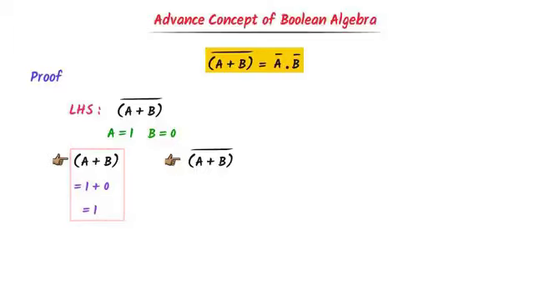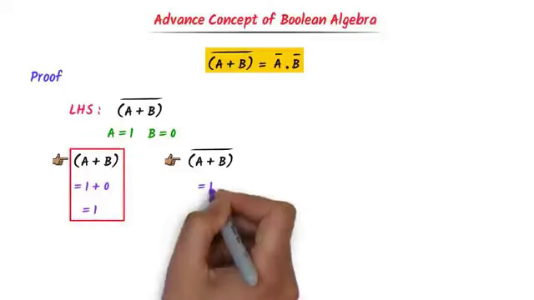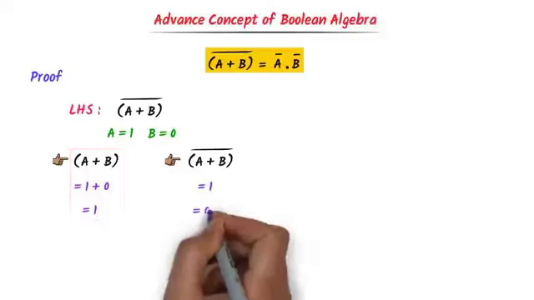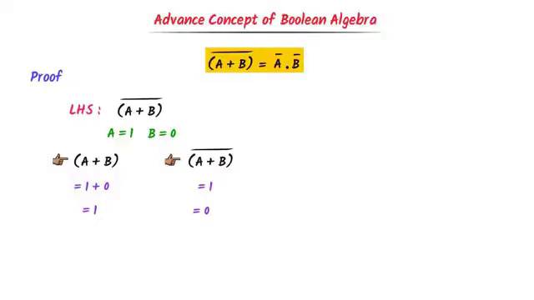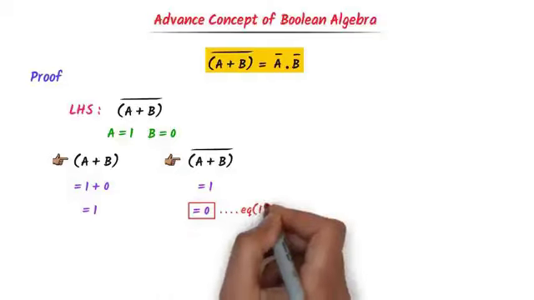In the second step, we have to inverse the value of a plus b. We know that a plus b is equal to 1 and its inverse is 0. Thus at the left hand side, (a plus b) whole inverse is equal to 0. This is equation number 1.